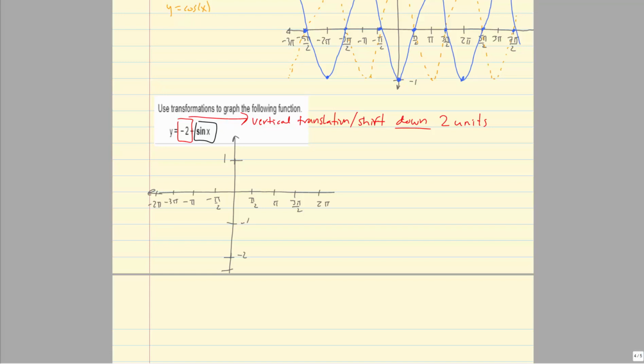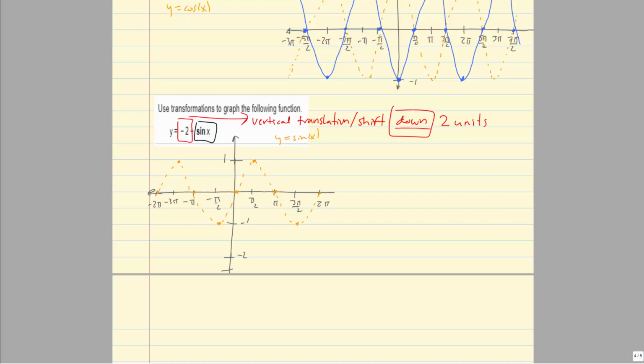So let's go ahead and graph just y equals sine of x. So that would be 0, pi over 2 is 1, 0, 3 pi over 2, 2 pi. And let's keep moving in this direction as well. And this is just my parent graph that this is going to be built on. So it's just going to be dotted. Now what I'm going to do is take this whole graph and move it down. Again, it's down 2 units.